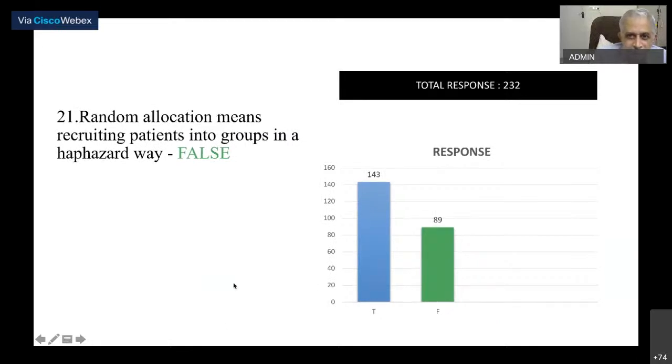Suppose you have two groups, A and B. Number 1 comes, A, it will go. Number 2 comes, again A, you will go to A, like that. Suppose you need 100 samples, you keep 50 in one, 50 in another, take one by one. That also can be done, or you can use a number. Okay, so the majority of people got it wrong. So please correct it yourself. Random allocation is not in a haphazard way. It is a systematic way. Next.